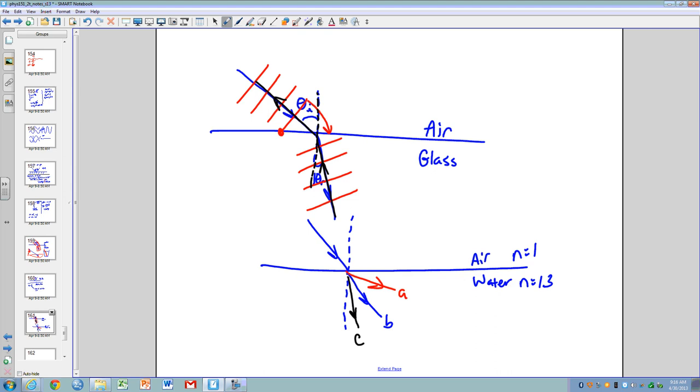It would be C. When it moves from a low index to a high index, it's going to shift towards the normal. Imagine that I have this wave front, the front of waves coming along here. At this point, this side of the wave is going to slow down because it enters a high index of refraction. This point is going to slow down, and this point is going to keep going fast. So it's going to shift over, and then it's going to move in the direction of C.